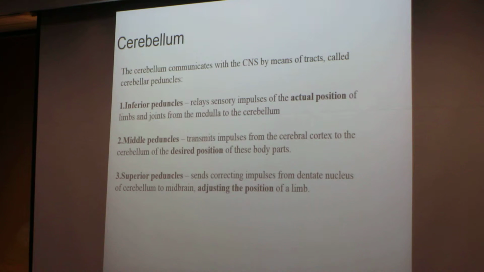Desired position of the body. So the actual position is the inferior and the desired position is the middle. And when you're adjusting your position in your chair now, you're using superior peduncles.